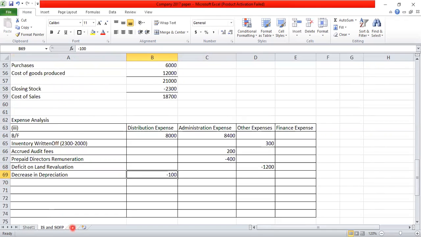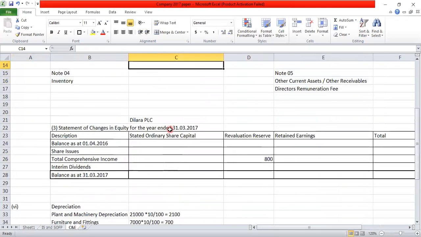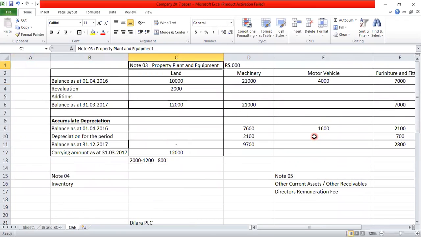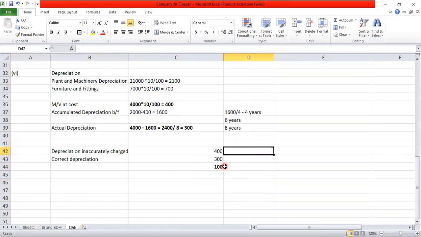But still, you might think: now sir has found the depreciation, the actual depreciation is 300. Why is sir not putting it here? You might think, why is sir not recording it under depreciation for the period? Because the depreciation for motor vehicle is not yet done. You need to remember, now this is the actual depreciation, this is the cost.